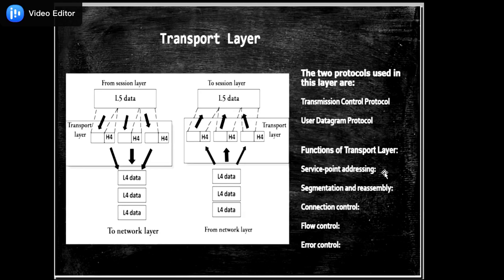Segmentation and reassembly. When the transport layer receives the message from the upper layer, it divides the message into multiple segments, and each segment is assigned a sequence number that uniquely identifies it. When the message has arrived at the destination, the transport layer reassembles the message based on their sequence numbers. Connection control.